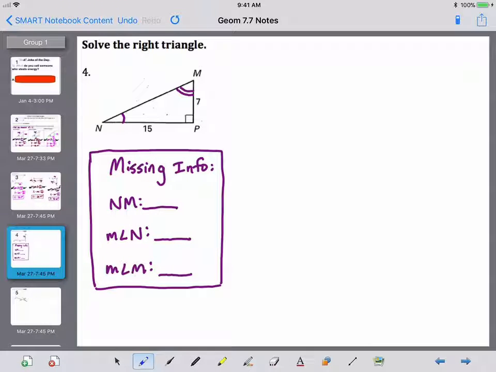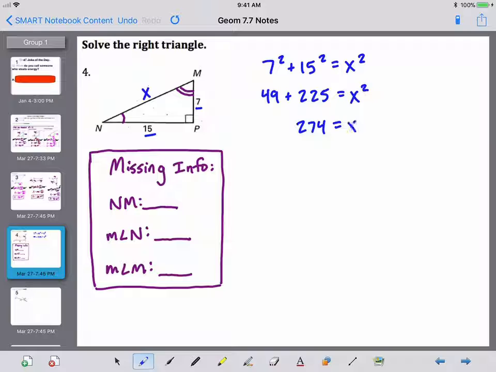When you're given two sides, so in this case we know NP is 15 and MP is 7, you start by using the Pythagorean theorem to find the missing side. So in this case, we're finding the missing hypotenuse. So we're going to set up 7 squared plus 15 squared is equal to the hypotenuse squared. If you compute those, that's 49 plus 225, and those add up to 274.